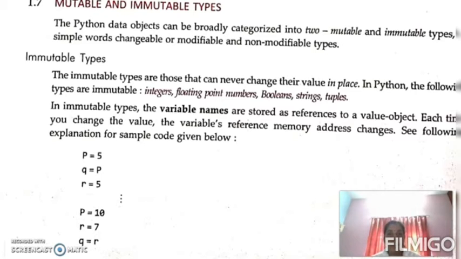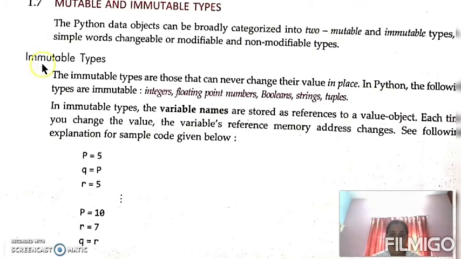Mutable means we can change the value in its address, or in its memory location. That is known as mutability. Immutable means we can change the value, but it will not change in the memory. The previous value's place and the new value's place will be different. This is known as immutability.